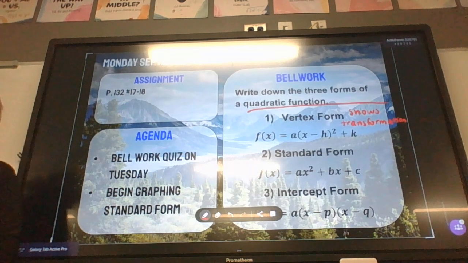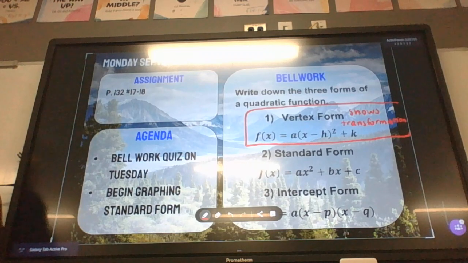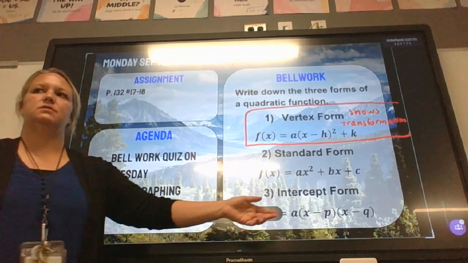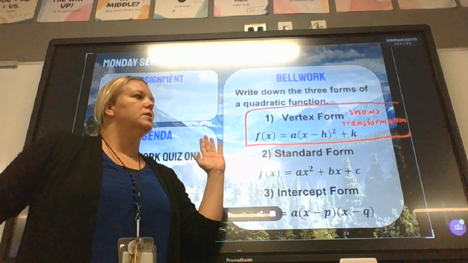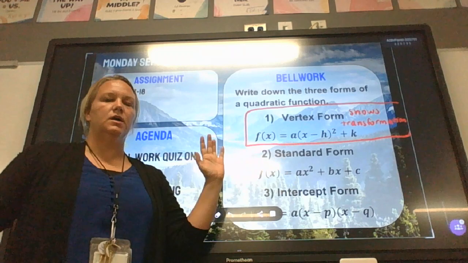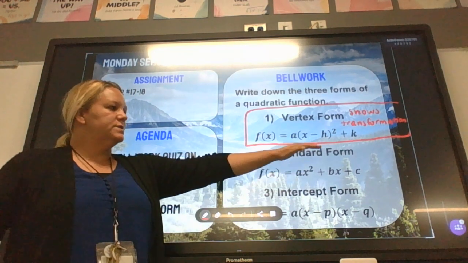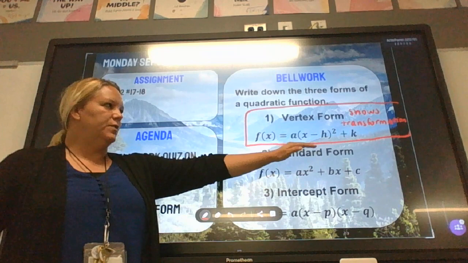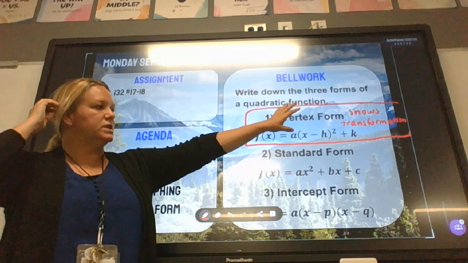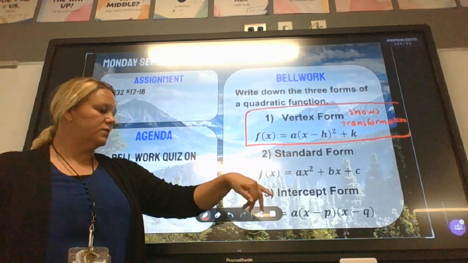So vertex form is nice. We worked with it last chapter. And the great thing about it is that it shows transformations. A number here and here will tell us that the parabola was shifted up or down, left or right, right? Standard form is not helpful that way. Vertex form is actually easier to graph than standard form.